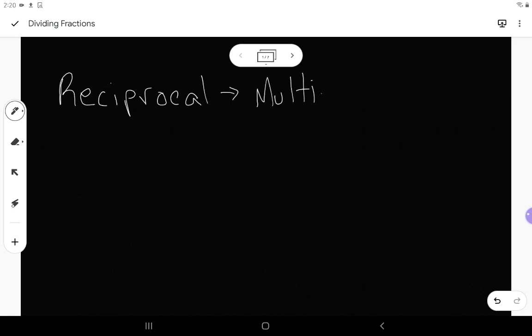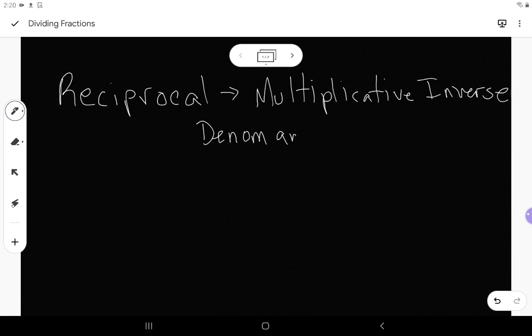Right, in this video we're going to look at dividing fractions. Now before we do that, I want to talk to you about a word we're going to be using quite often, and it's called the reciprocal. It's also known as the multiplicative inverse. Really, the reciprocal is basically taking your fraction and flipping it upside down. So the denominator and the numerator are going to switch spots, okay?